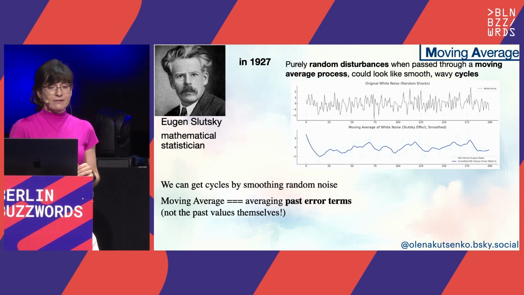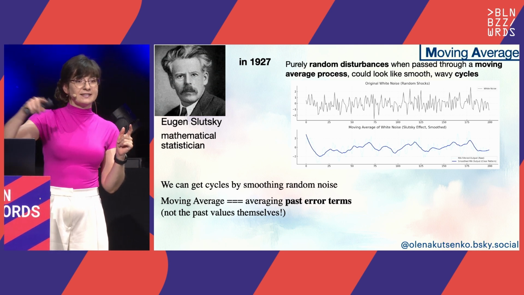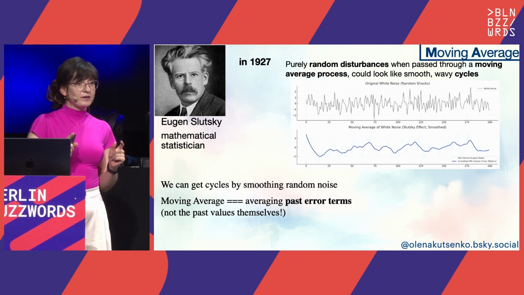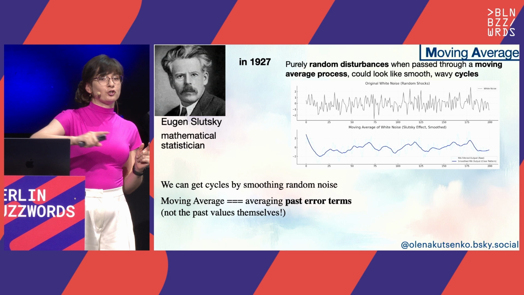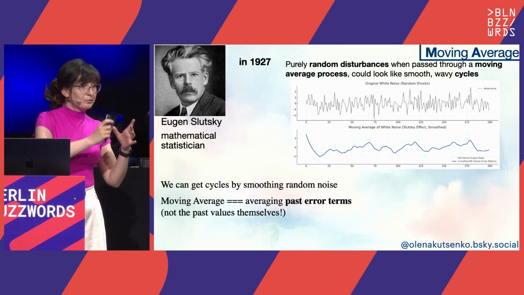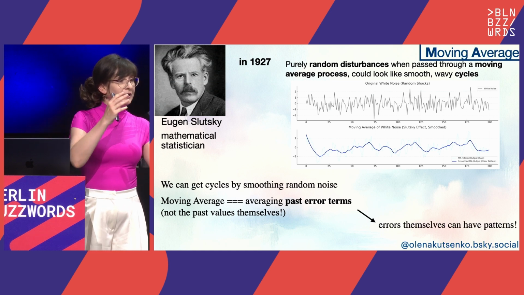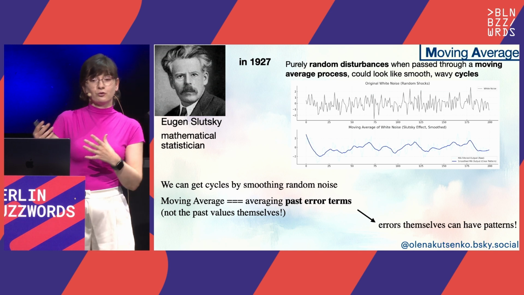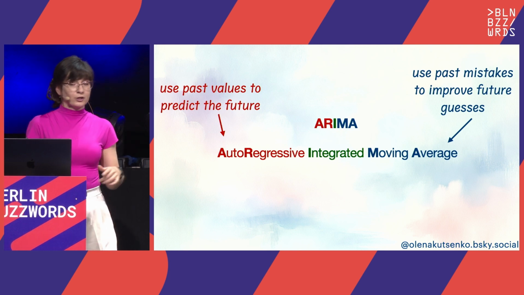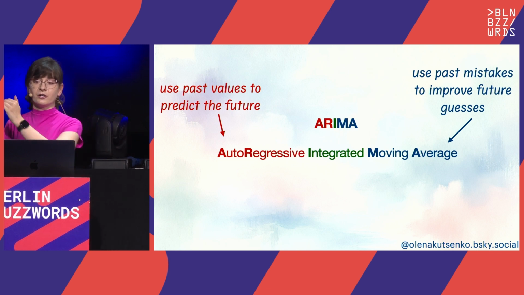And here, what we want to do is use the moving average not over the data itself, but over the past error terms. So we are using the moving average over the mistakes made when trying to predict the future values. Because the errors we make in predicting the future values also have patterns. So this moving average focuses on the past mistakes to improve the future guesses.